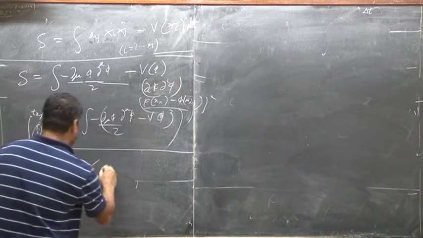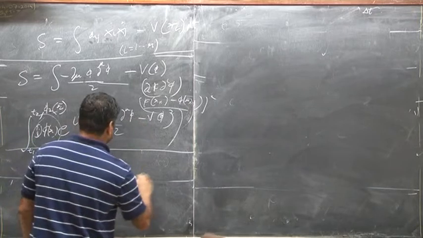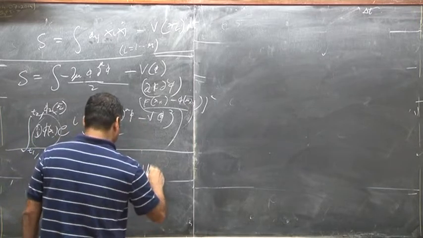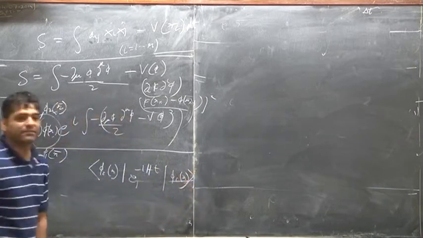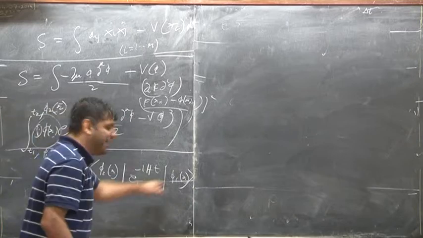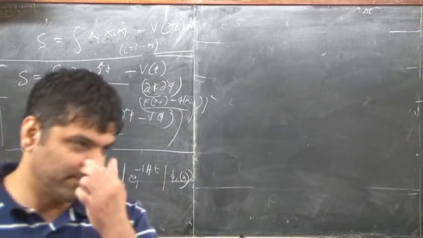And the interpretation of that is phi 2 of x, e to the power minus i H t, phi 1 of x, where these states we defined are the eigenstates of the object.